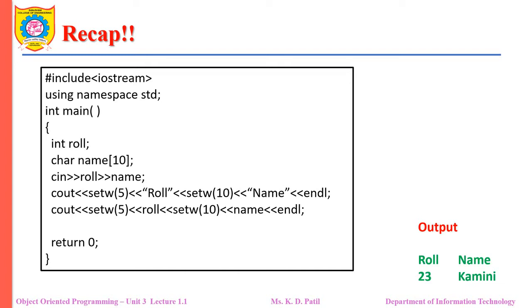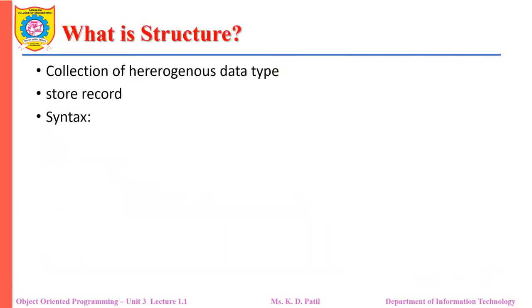But what if I want to maintain a record of 100 students or 10 students? Then it will be difficult for me to maintain the record of those 10 students which consist of a collection of heterogeneous data types such as integer, character, float, long, string, etc. So in that case I have the option of a structure. Structure is a collection of heterogeneous data types. It is specifically used to store a record.